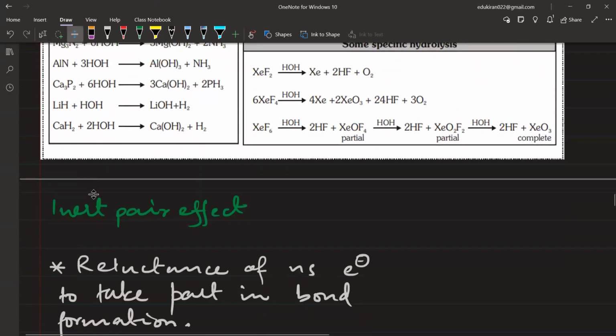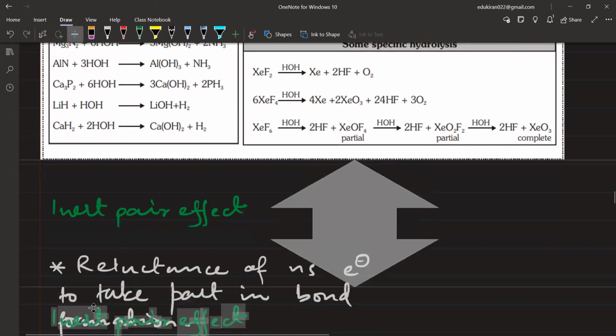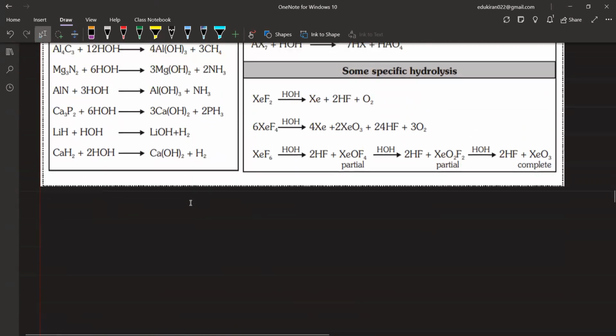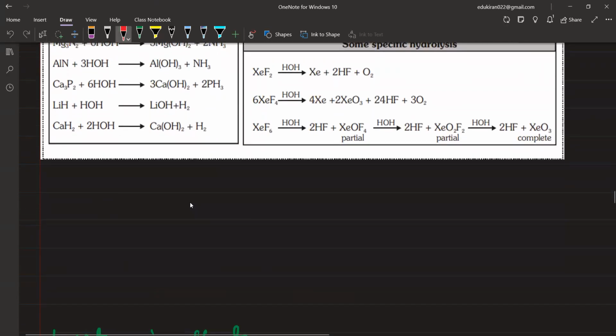We can move on to the next topic, that is inert pair effect. Okay, hope everyone has written this down. Now please see. We'll understand inert pair effect using an example.